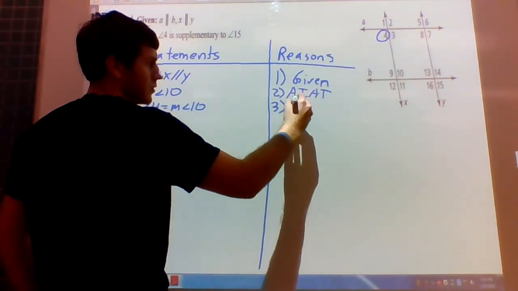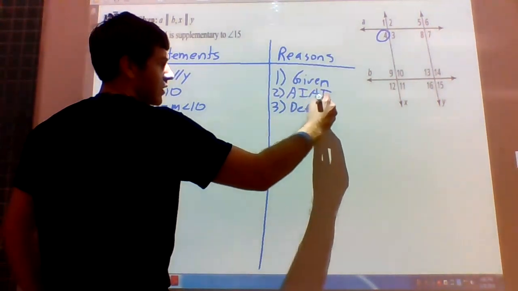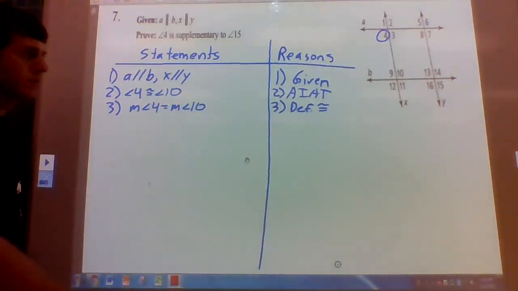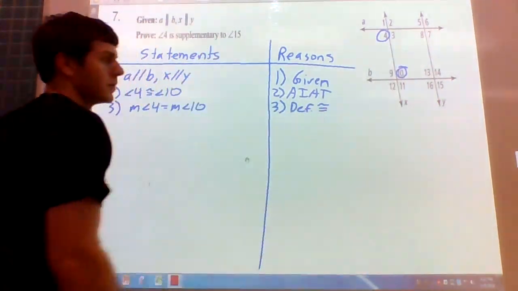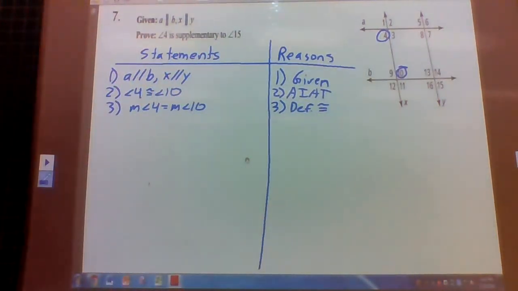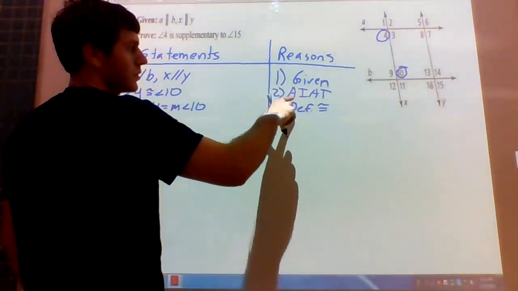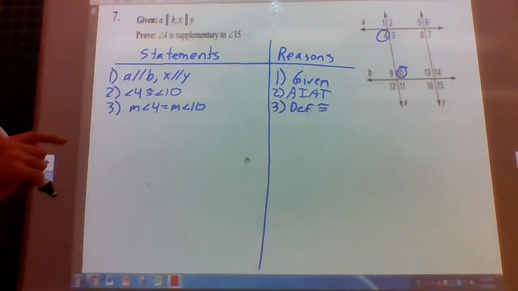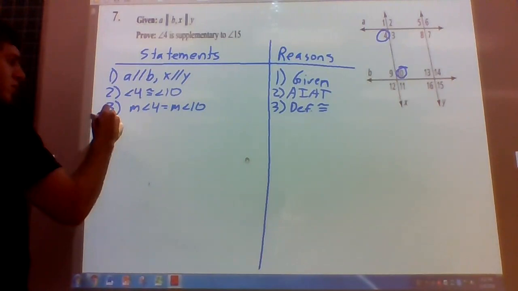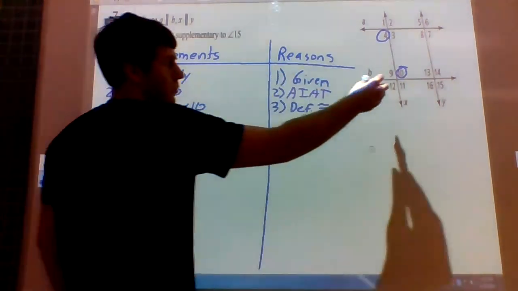That's the definition of congruent. Okay, let's go to our next one. Angles 4 and 10 are alternate interior. Let's do 10 to 14, just so we don't do the same one. So I'm going to do 10 to 14.